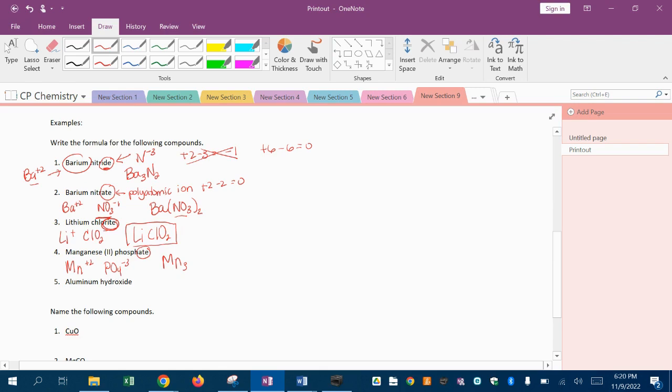Do I need parentheses around phosphate? The answer is yes, I do, because it's a polyatomic ion and I want more than one of them. So I need PO4 and I have 2 of them. So Mn3, parentheses, PO4, parentheses, 2.